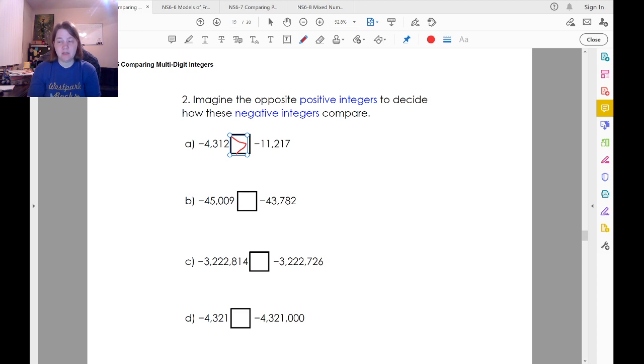Which one would you rather lose here? I'm going to give you a minute to do B, C, and D on your own. When you come back, we'll talk about it. Welcome back. So, for letter B, I would rather lose just 43,000 than 45,000. For letter C, ooh, those are close. These numbers are all the same in both of them. So now I'm looking at, would I rather lose $800 or lose $700? I'd rather lose $700. And then over here, I'd definitely rather lose $4,000 than $4 million. Whew.